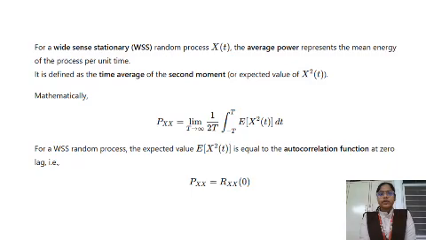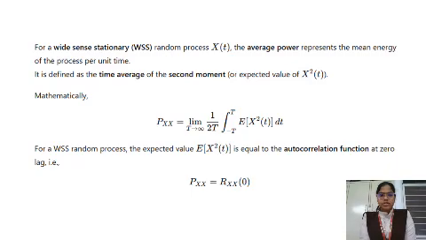Consider the wide-sense stationary process x of t. The average power represents the mean energy of the process per unit time. It is defined as the time average of the second moment, or expected value of x square of t. Mathematically, it is represented as Pxx equals limit T tends to infinity 1 by 2T integral from minus T to T of E of x square of t dt. This is the power formula.